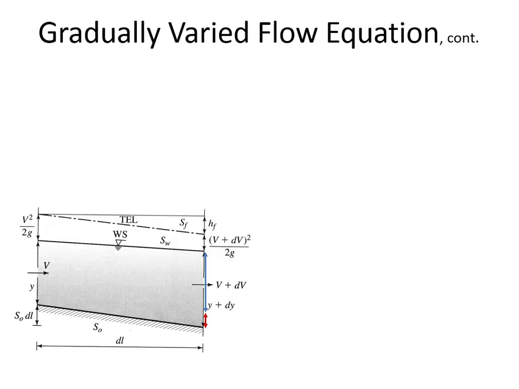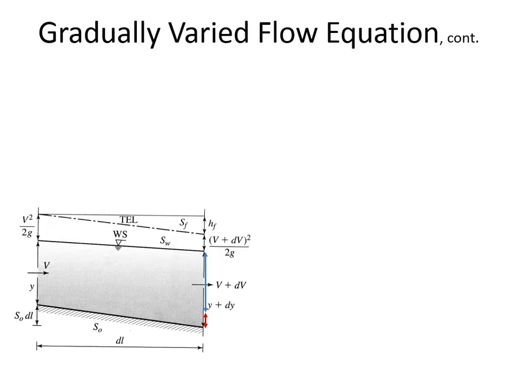S sub f is once again the slope of the energy grade line, or here it's abbreviated total energy line. And you'll notice that the slope of the energy grade line isn't parallel to either the channel slope or the water slope. So there will be three different equations for slope that we're going to be taking into account when we try and calculate the effects of gradually varying flow.